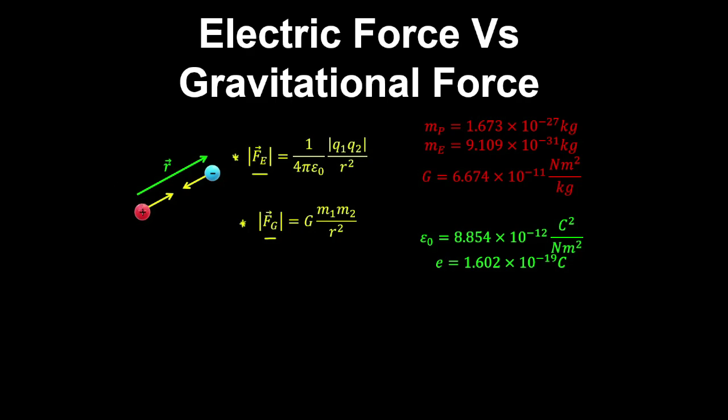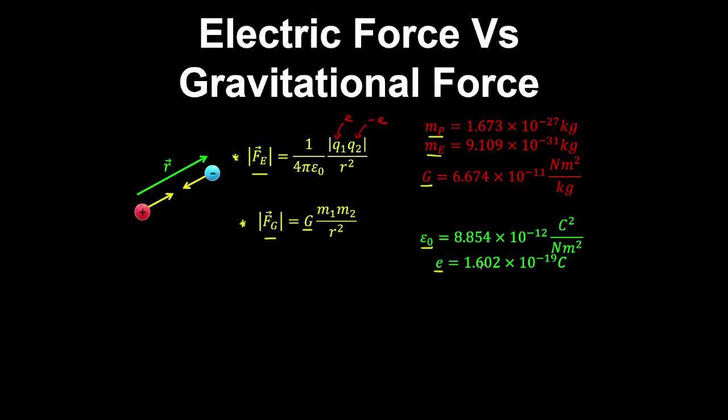So suppose we have a proton and an electron. So we have the mass of the proton and the mass of the electron here. And note the universal gravitational constant, which we've looked at in the mechanics part of the course. And here we have the permittivity of free space and the elementary charge, being the magnitude of the charge of an electron and proton.